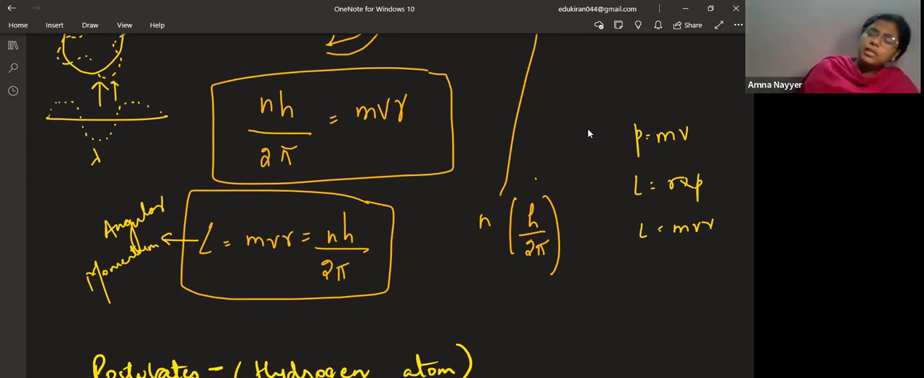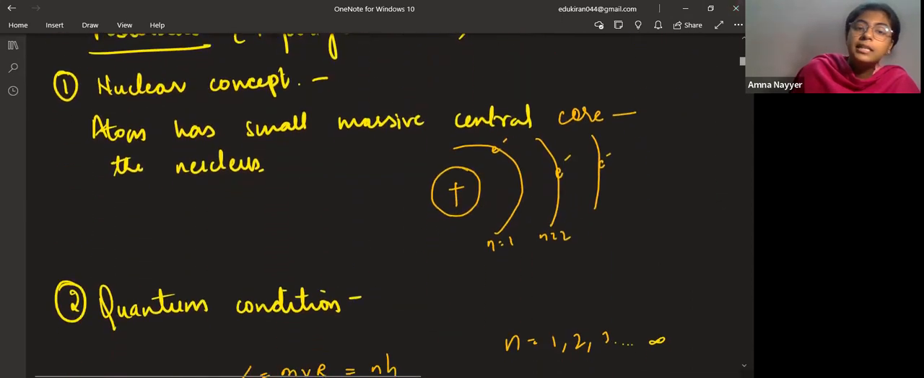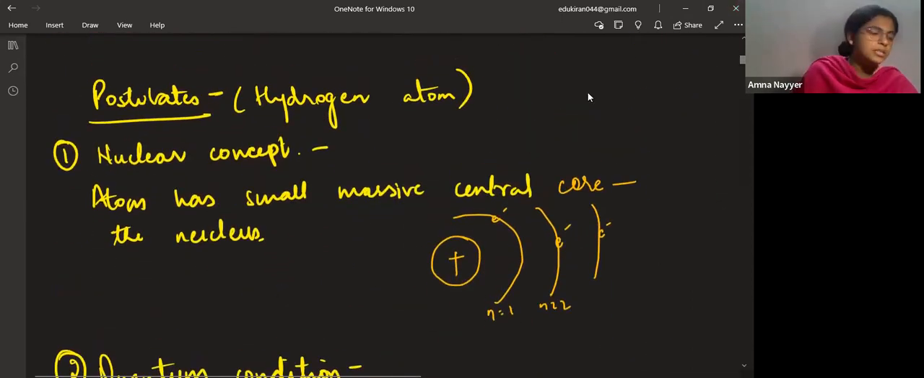Now, a few postulates you have to remember. And class, this formula is important. This formula can be asked to you, and numericals can also be there on the basis of this formula. The first postulate is a very easy postulate. It says that the massive central core portion present is known as the nucleus, and the electrons keep on revolving. This is the basic structure of atom.